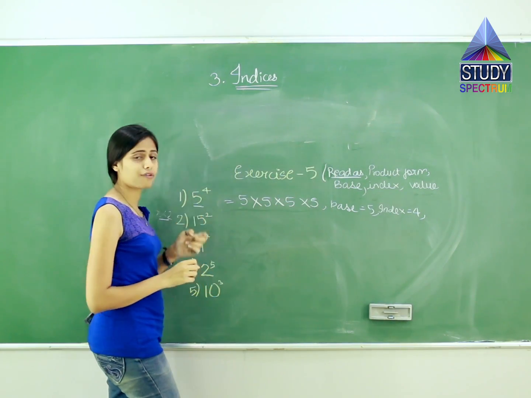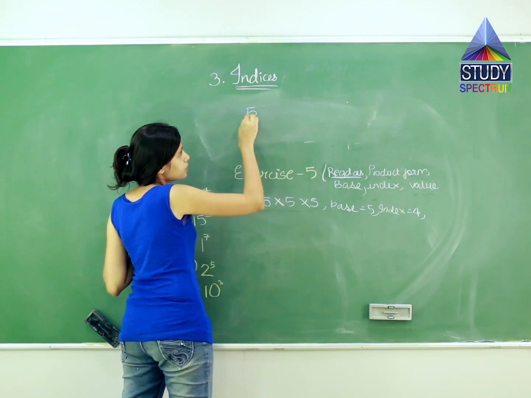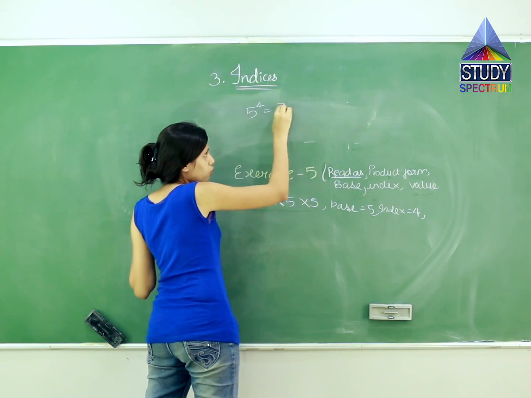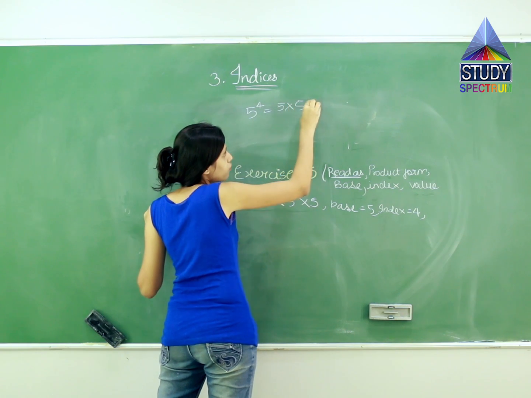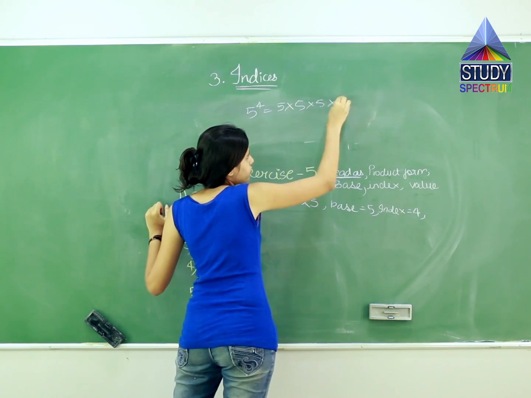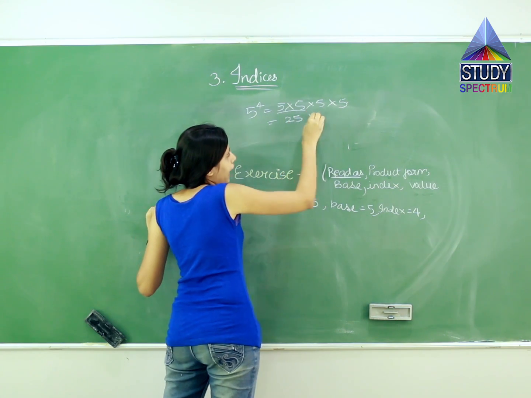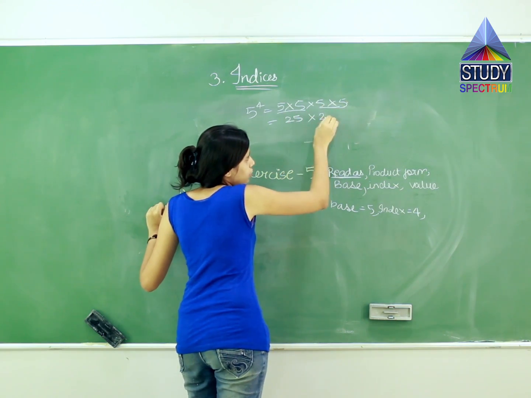See over here we have 5 raised to 4. So let us copy this question, 5 raised to 4. Now what are they expecting? They are expecting you to find 5 into 5 into 5 into 5. 5 5s are how much? 25.